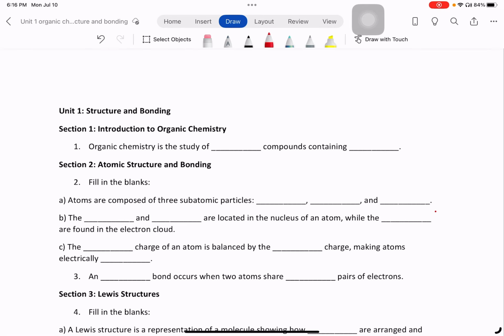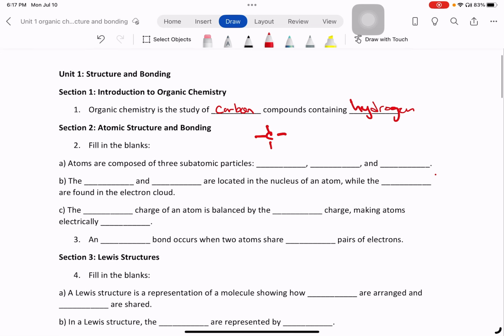Okay, so first of all, organic chemistry is the study of carbon. Carbon compounds containing what? So most of the time, the carbon has 4 bonds. And most of the time, we're going to study it bonded to hydrogen. Now, of course, it can bond to oxygen, sulfur, nitrogen, all of these. But we can say organic chemistry is the study of carbon.